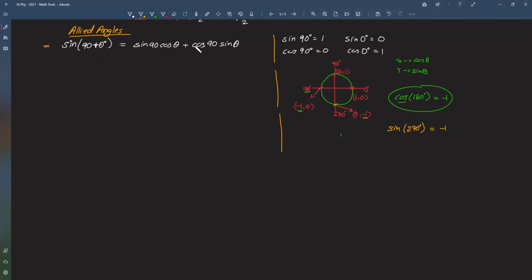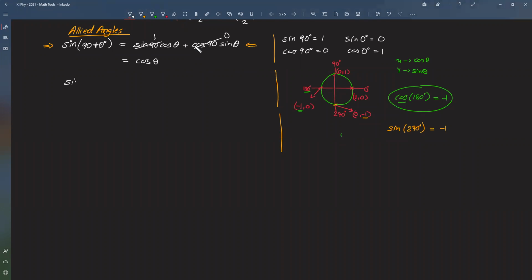Now let's come back to this, where we were finding what is sine 90 plus theta. So sine 90 plus theta is, we just applied the formula here, sine 90 cos theta plus cos 90 sine theta. Cos 90 is 0, so that is gone. Sine 90 is 1. So that means this is only cos theta. So sine 90 plus theta is cos theta.